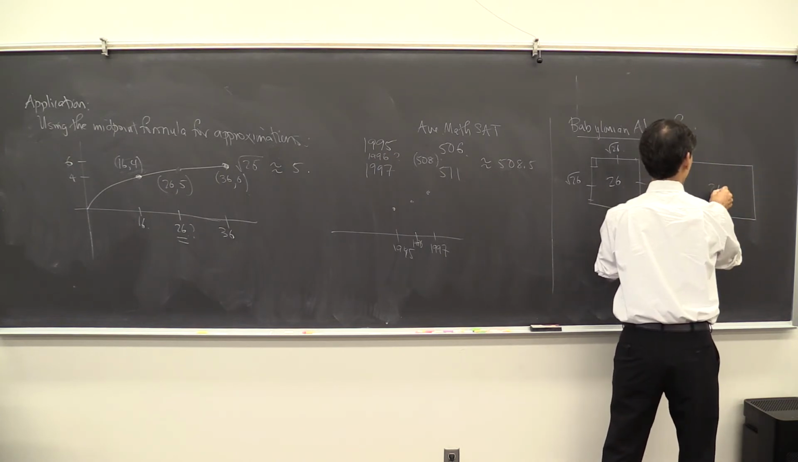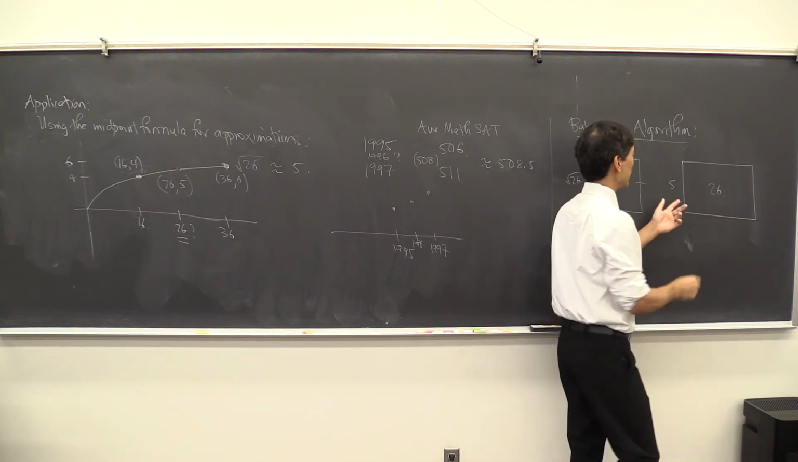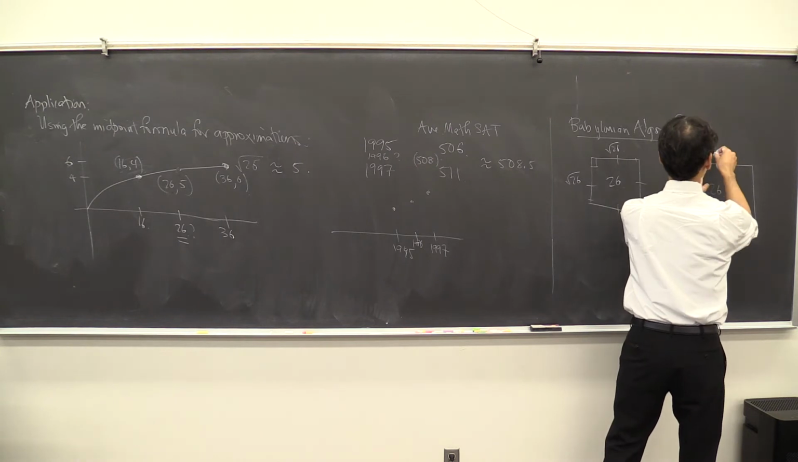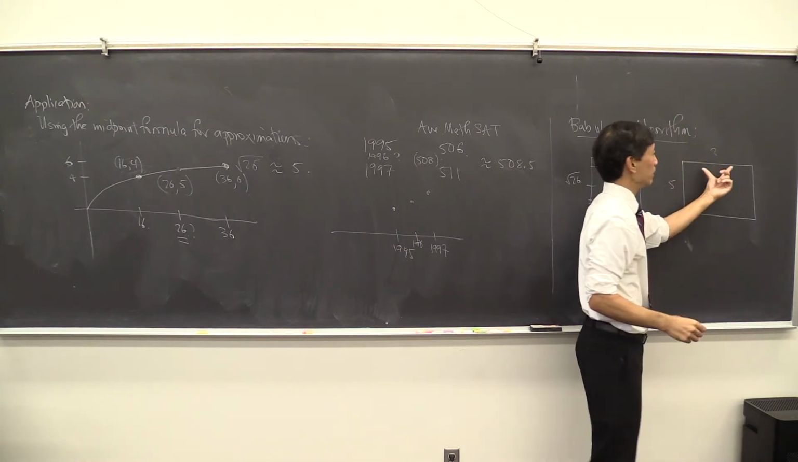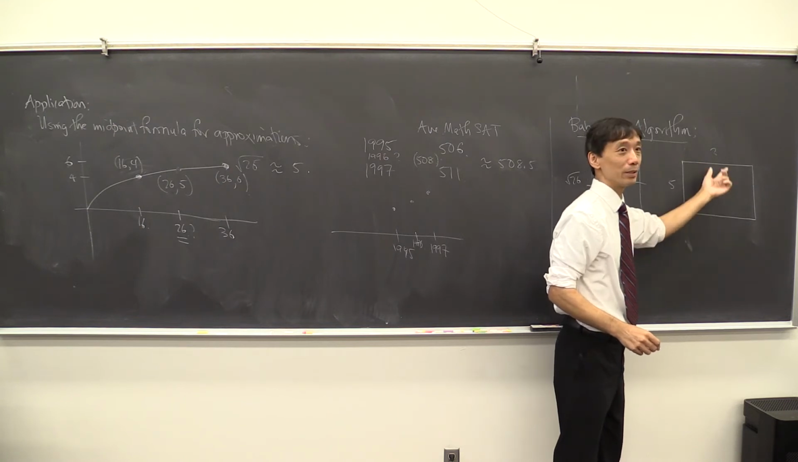But still, we make a rectangle of area 26. Okay, we make a rectangle of area 26, and what's going to be the length of the other side? If this is 5, then the area is 26. What's this going to be?